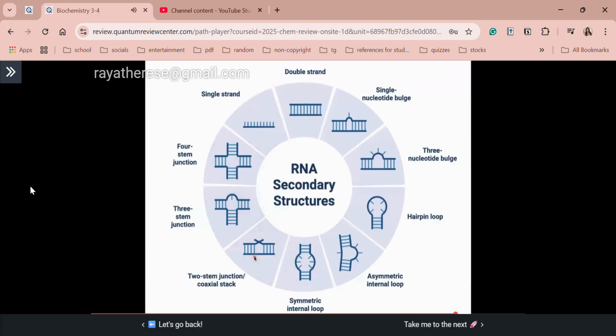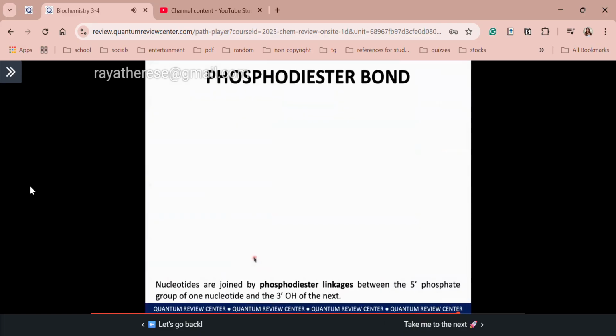As you can see, the structure of RNA is very dynamic, and thus, of course, its functions are also dynamic. It is varied. As you can see, it can form a double strand, a bulge, hairpin, asymmetric internal loop, or coaxial stack. Okay? Very diverse depending on the localization of your RNA in the cell and its specific functions. No need to memorize the secondary structures. Clear, class? Now, we will proceed with the discussion of the unique bonds in your nucleic acids. That is your phosphodiester bonds.